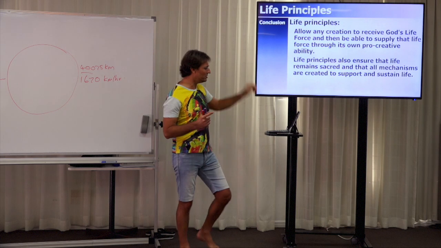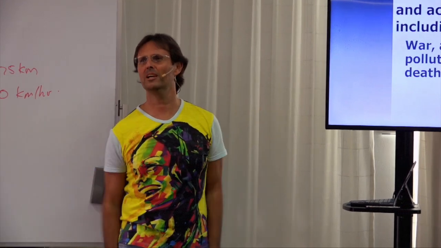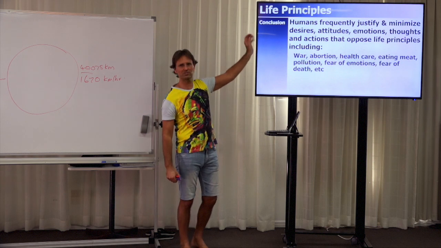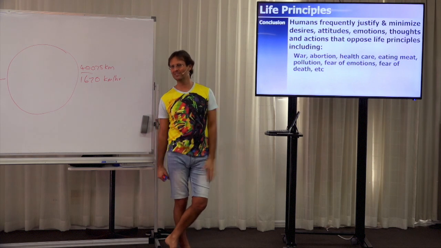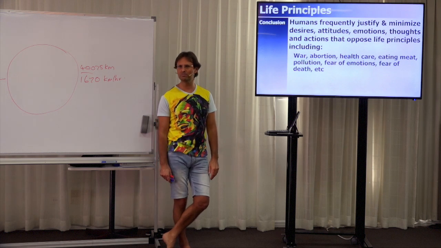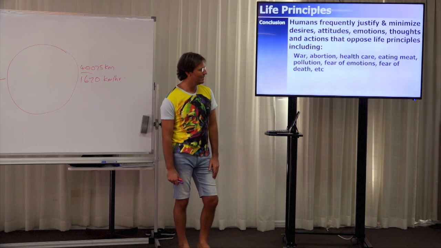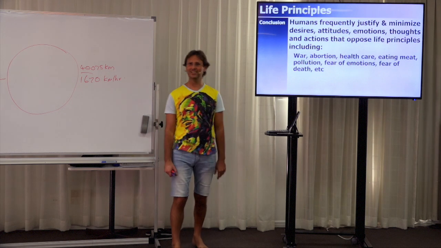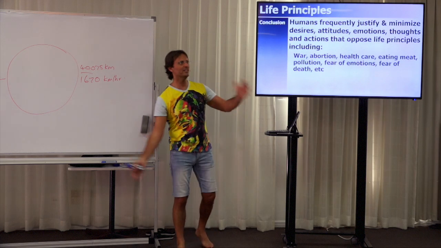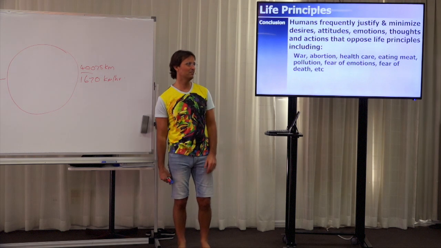So you can see then that we as humans frequently justify, minimize and shift the blame and do all the other things we do, avoiding emotions and actions and thoughts that oppose life principles. So you can see war is actually a direct opposition to a life principle. You see that? Abortion, another one, completely opposing life principles. Our healthcare, so-called. We think we're promoting our life, and often we're putting drugs and other things into our body that actually are destroying the body's natural desire to create some balance.